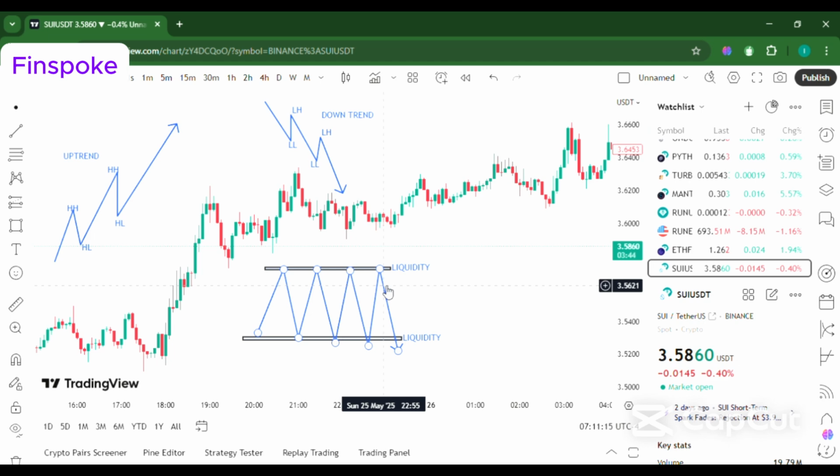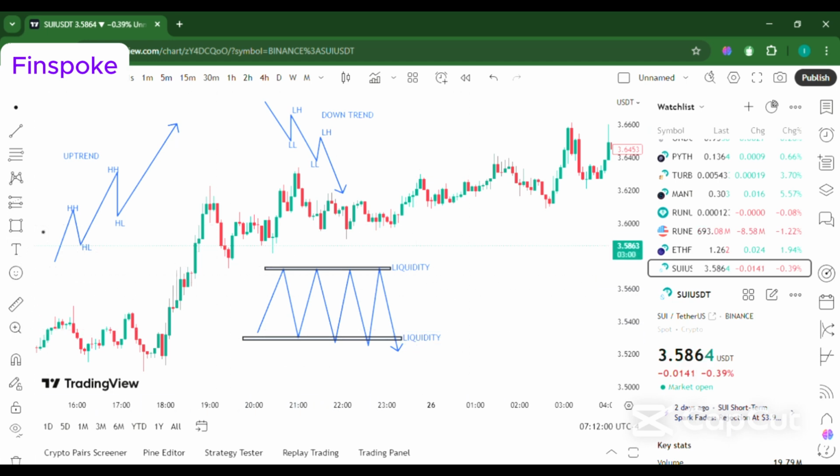Now, what am I looking out for when I see this? I am looking out for it to be taken out. These are areas where we have a lot of orders packed. At the resistance level, we have a lot of sell orders queued up here. So if the market is moving in a downtrend, I expect the market to take out this liquidity before pushing down. And if it is at the support level, I also expect the market to take out this liquidity before going up. That is why you can get scammed in the market.